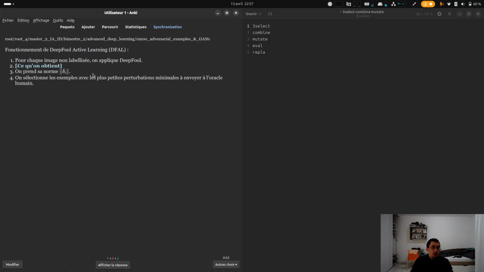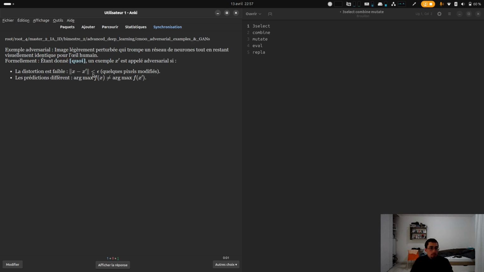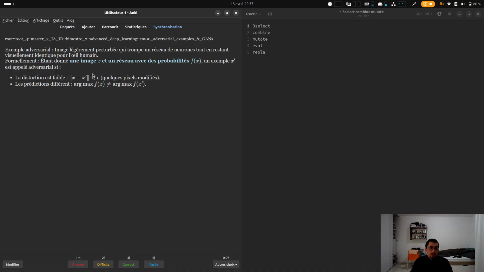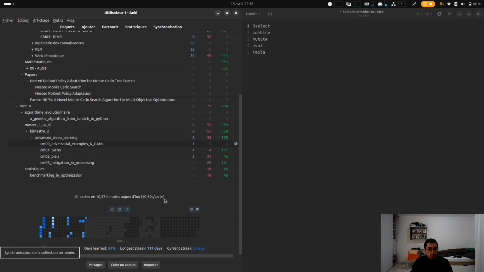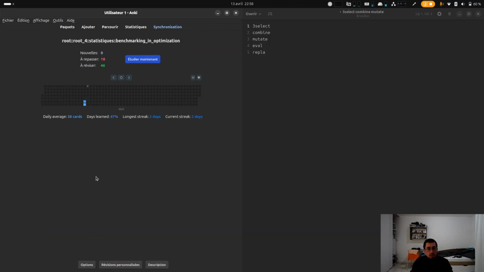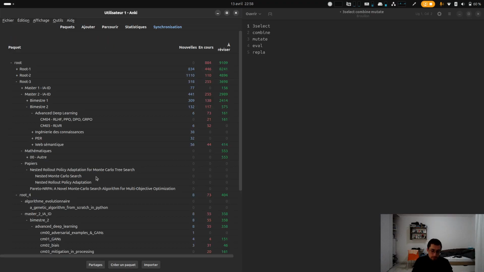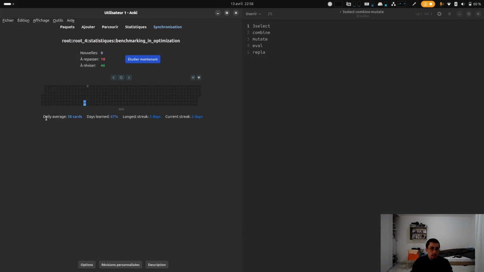For DeepFool active learning, for each picture you apply DeepFool, you retrieve the minimal perturbation, given the picture X and probability network F. Simple. This one is tougher, especially the last test part.